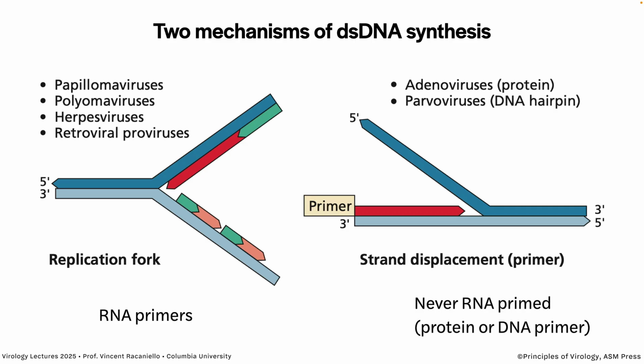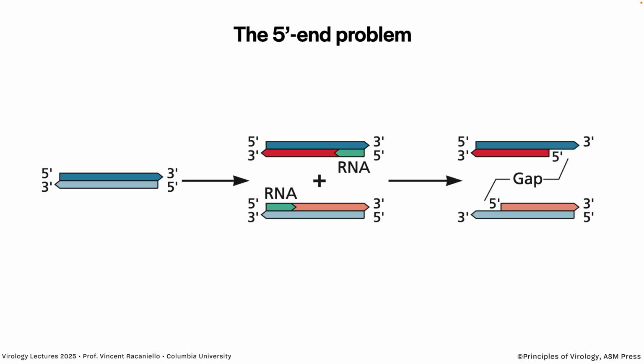Now the replication fork is primed by RNA primers. That's what these little green things are here. The strand displacement is never RNA primed. It is either protein primed or DNA primed. So all the viruses we talk about can be put into one of these two mechanisms, replication fork or strand displacement, right? Now a big issue in DNA replication, and we'll solve it, is the 5' end problem.